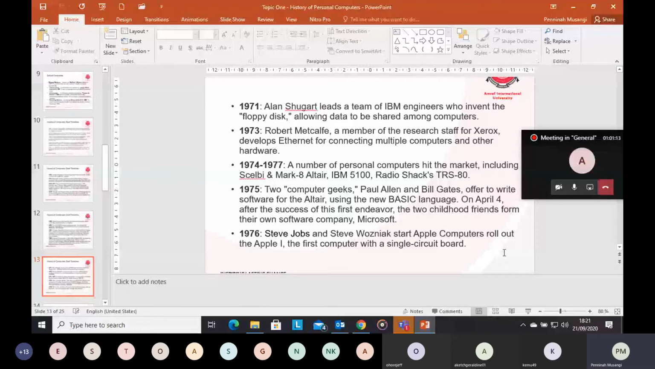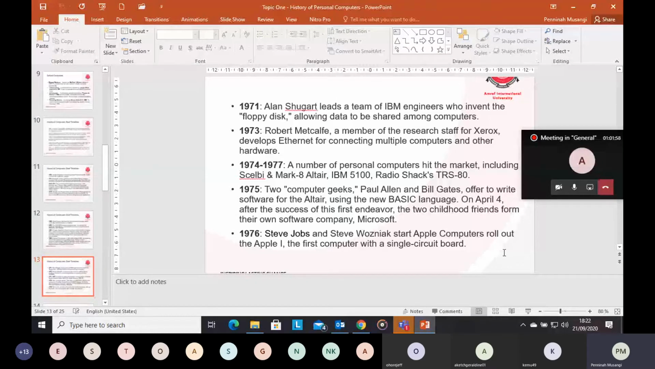1973, Robert Metcalfe developed the Ethernet. Now we are coming home to see where we are with technology today. So Robert is the one who developed Ethernet. That is the connection of networks, and that allowed connecting computers and other hardware. So with the use of Ethernet, you could connect one computer to another, and they communicate or exchange data. You could connect one computer to a printer, and therefore you could send data from the computer to the printer because of the use of Ethernet.